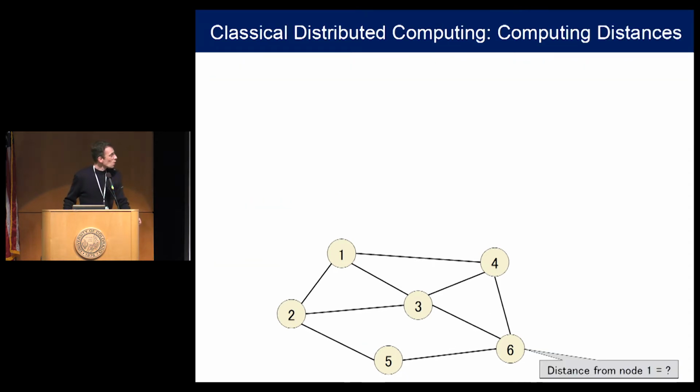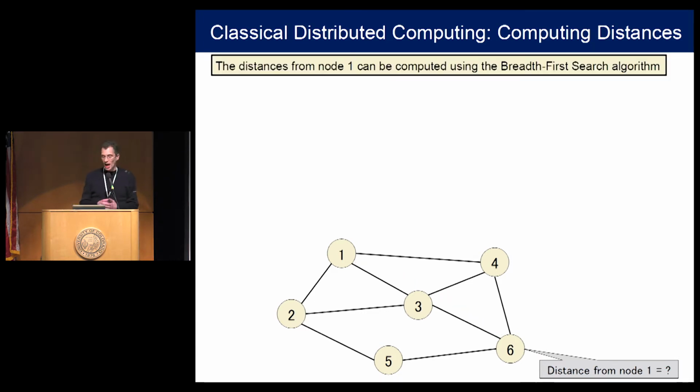Okay, so now I will give you one typical instance of computation that you can do on a network. The computation of the distance. It's a very fundamental computational problem. So suppose that node number 6 wants to compute its distance from node 1. Of course, the answer is 2. Okay, but how to compute this? There is a very simple algorithm that does this. It's called the breadth-first search algorithm. Okay, and it will compute all the distances from node 1.